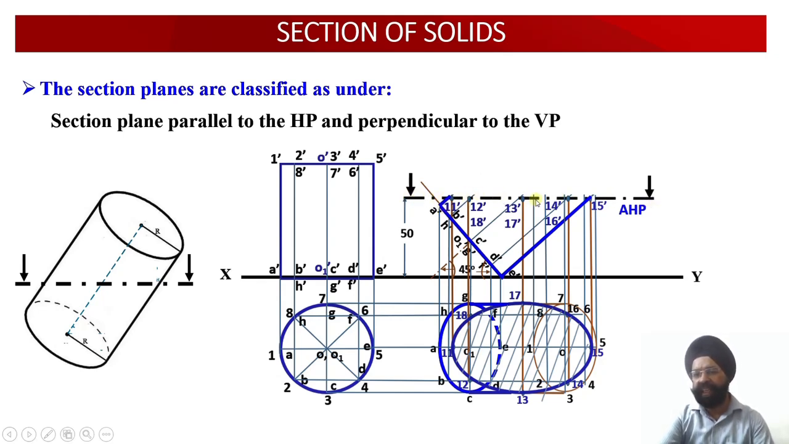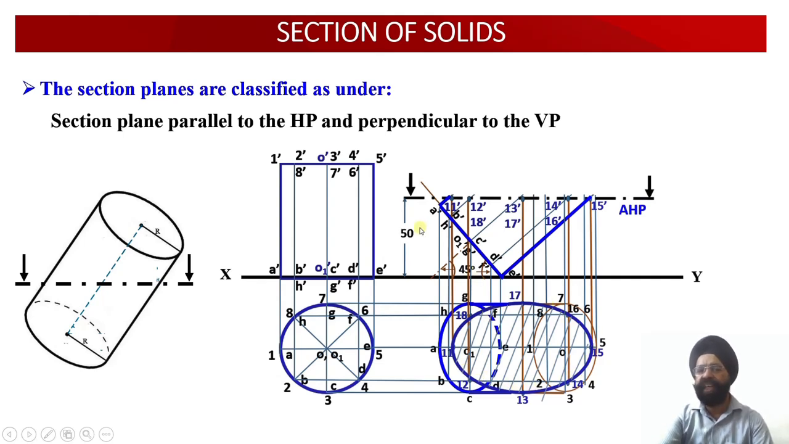That is, the cutting plane passes through a point which is 50 millimeter above the ground, or above the base of the cylinder over there. So once this cutting action is completed, then we are going to draw the true shape of the cut section in the section top view.